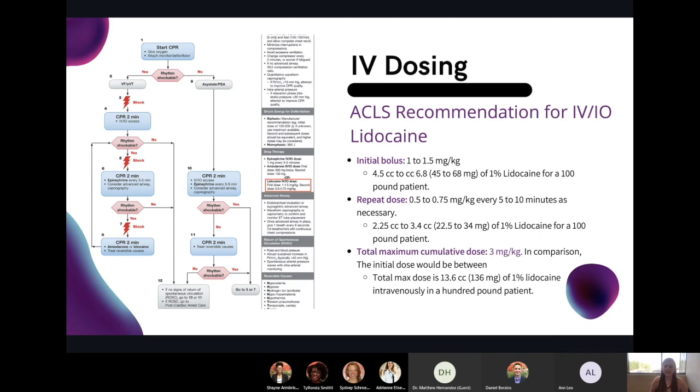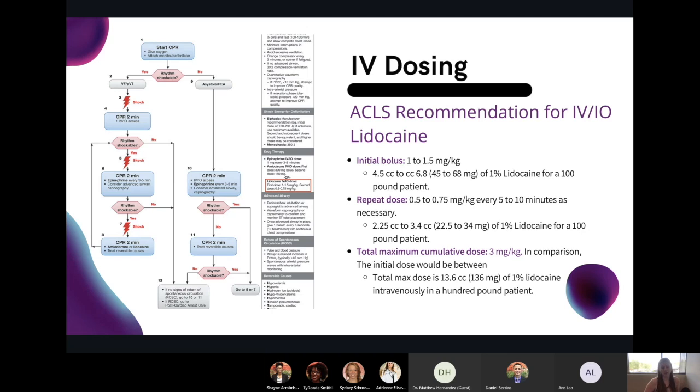Local anesthetics such as lidocaine are also used therapeutically in acute cardiac life support for ventricular fibrillation and ventricular tachycardia. The American Heart Association recommended an initial bolus of 1 to 1.5 milligrams per kilogram of lidocaine as an antiarrhythmic drug in ACLS. A repeat dose of 0.5 to 0.75 milligrams per kilogram every 5 to 10 minutes as needed. The maximum cumulative dose is 3 milligrams per kilogram.